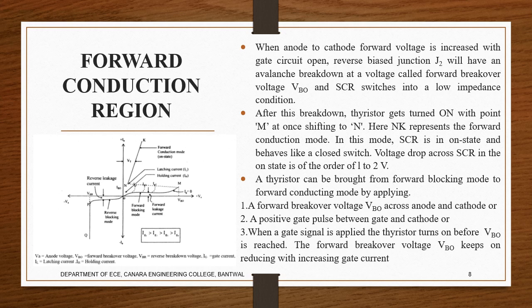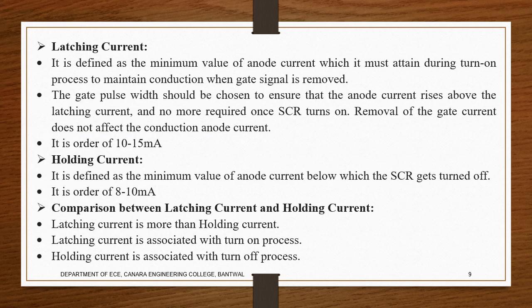And the latching current, as I said, is defined as the minimum value of the anode current which it must attain during the turn-on process to maintain conduction when the gate signal is removed. The gate pulse should ensure that the anode current rises above the latching current, and it is no longer required once the SCR turns on. As I said, once the SCR is turned on, the gate is not required. Removal of gate current does not affect the conduction of anode current. So whatever it is, the current will keep flowing.